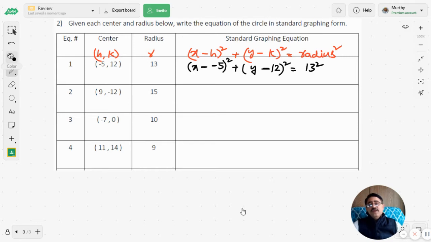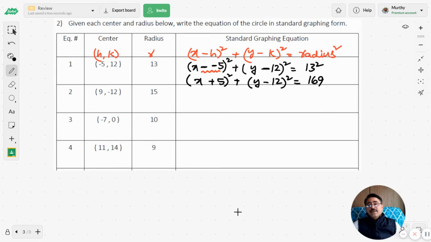You know, here there is a double negative sign, so negative of negative. What is negative of negative? You know that it is positive. So (positive 5) square plus (y minus 12) square equals 13 square, which is 169.